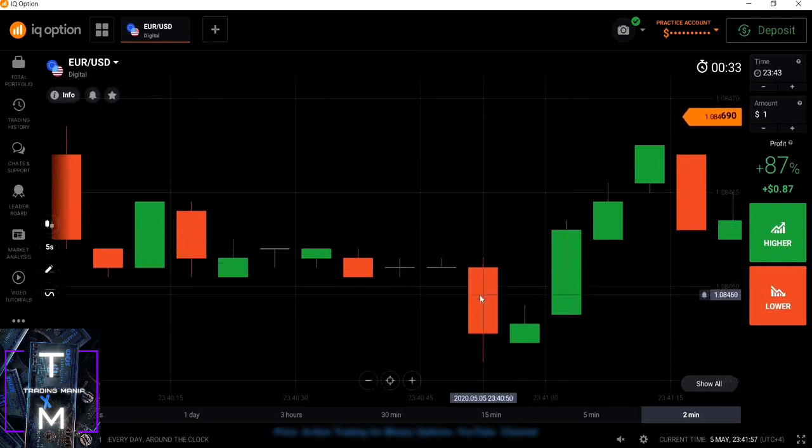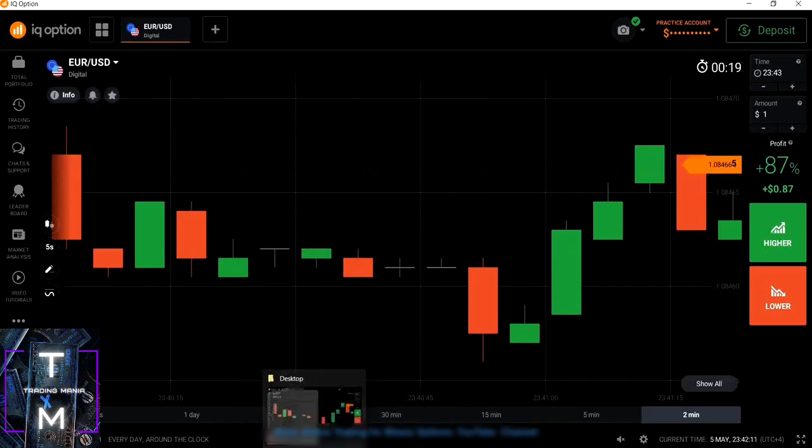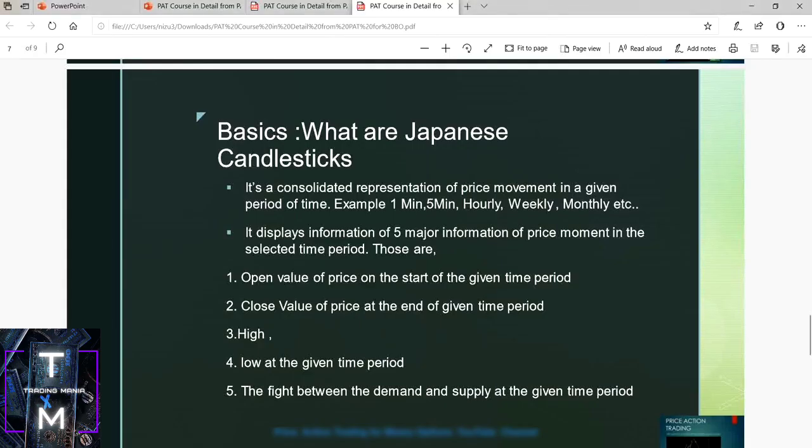So this is a bearish candle, this is a bullish candle. Throughout my videos I'll be using red and green candles. So if I say red candle, it is a bearish candle, and if I say green candle, it's a bullish candle, okay. So coming back to the topic, it displays 5 major parts.